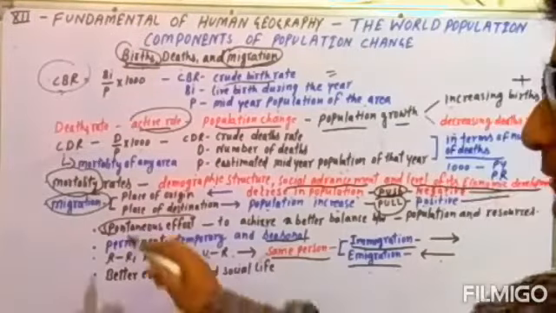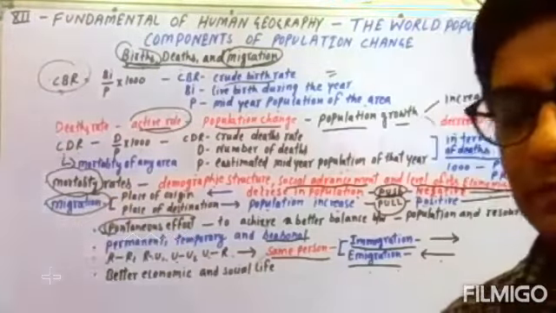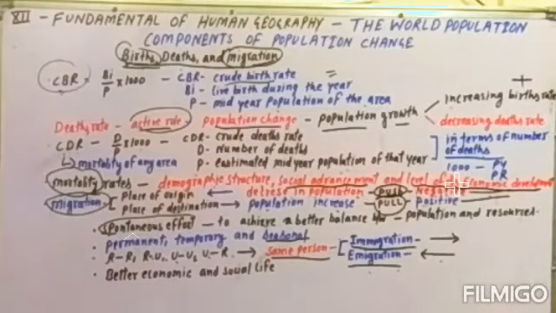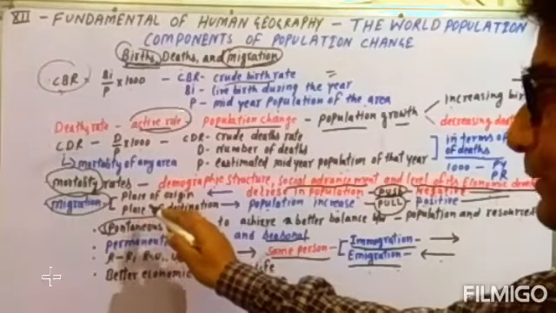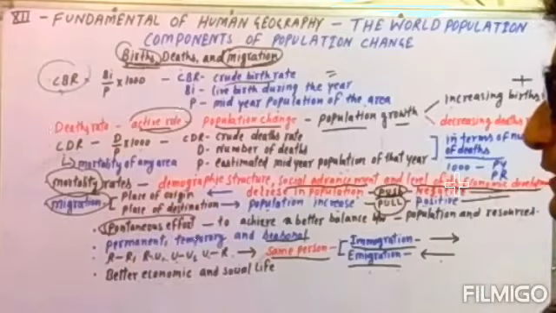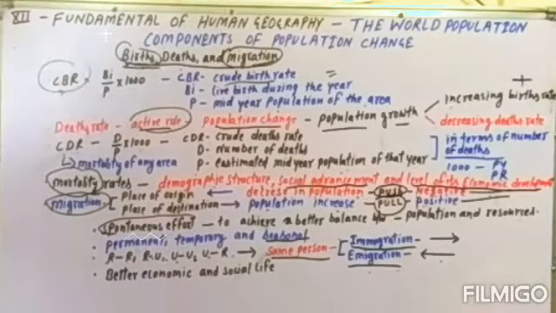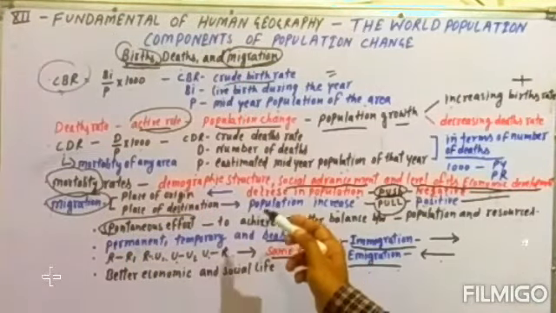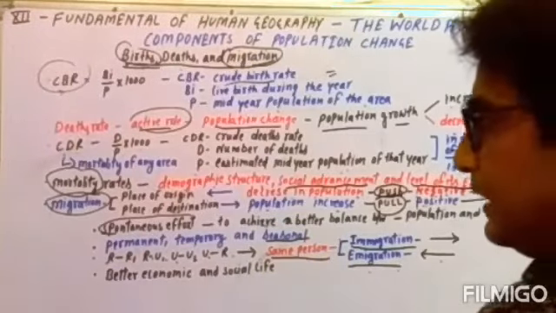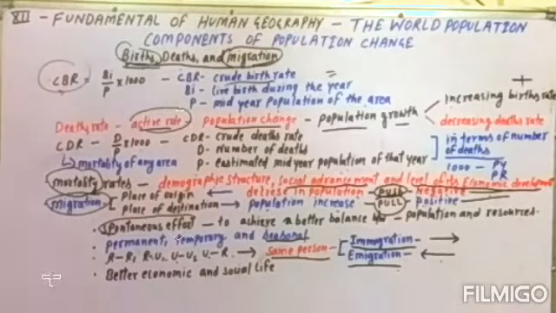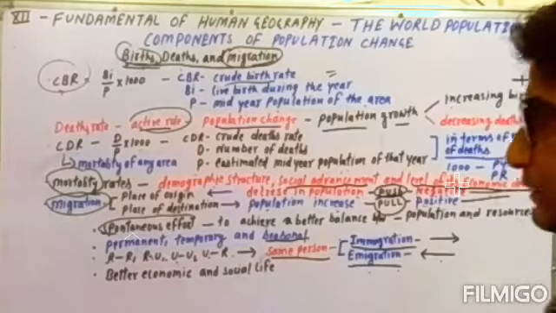Now we will see migration. Migration means movement of people from one place to another place. There we will see two types: one is place of origin, second is place of destination. Place of origin is where the people are coming from, and place of destination is where they are moving, across or abroad to other countries.